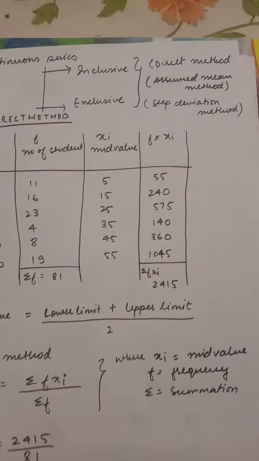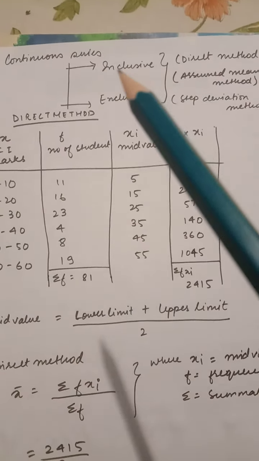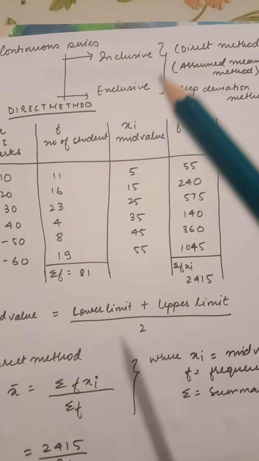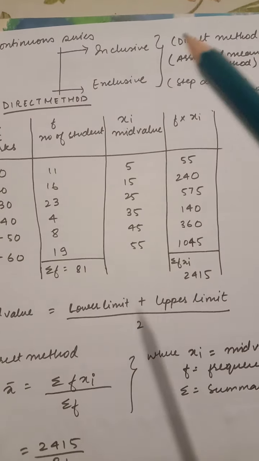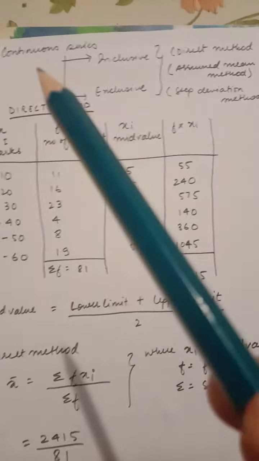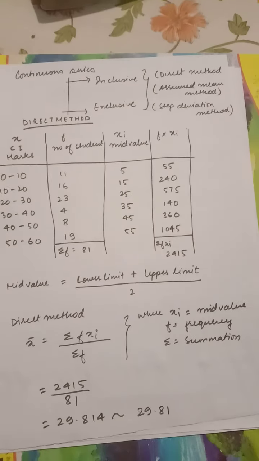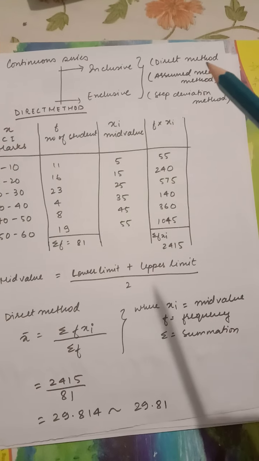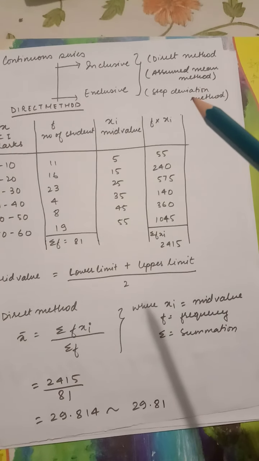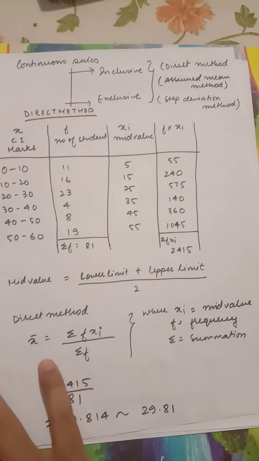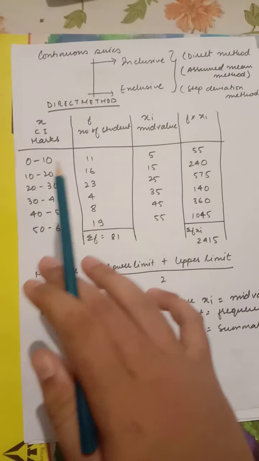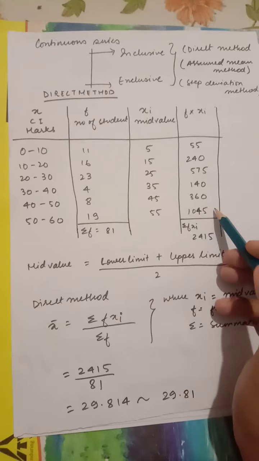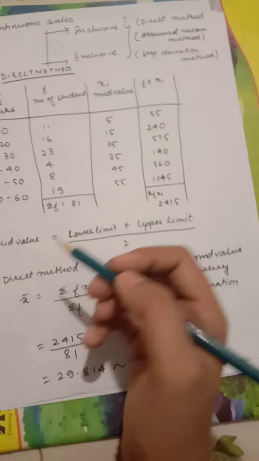Before telling you about this, there is the inclusive series and the exclusive series. All the formulas are common for both. We have three formulas to solve questions of continuous series: the direct method, the assumed mean method, and the step deviation method. First, let's discuss the direct method.